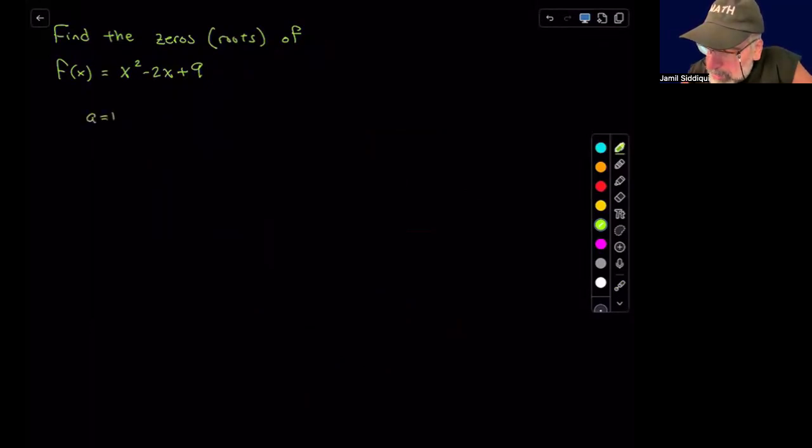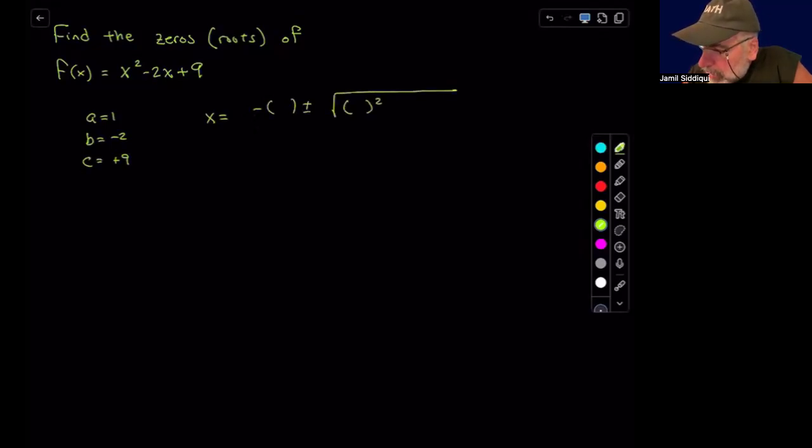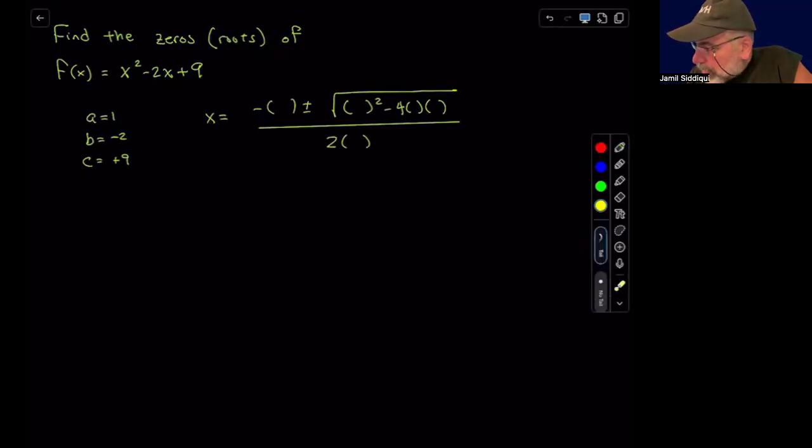A is going to be equal to 1, or positive 1. B is negative 2, and C is positive 9. Setting up that quadratic formula, x is equal to negative b plus or minus the square root of b squared minus 4ac all over 2a. And what we're going to find out here is when we start plugging in, the first two values we're going to plug in are our b values. Our b values are negative 2, so negative 2 goes there and there. Next come the a values, that's a 1 and a 1. And now we have a c value of positive 9.